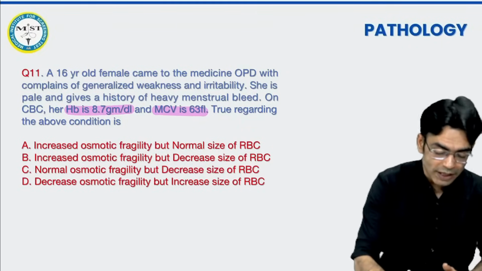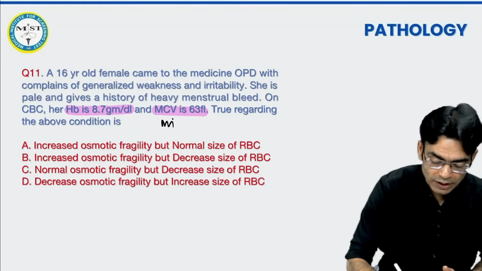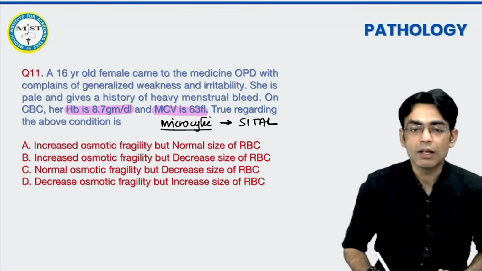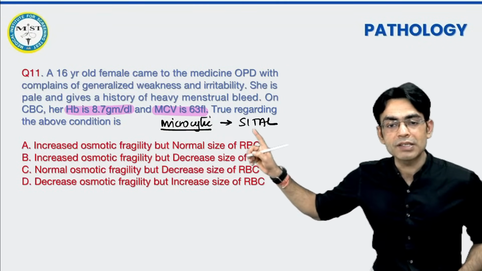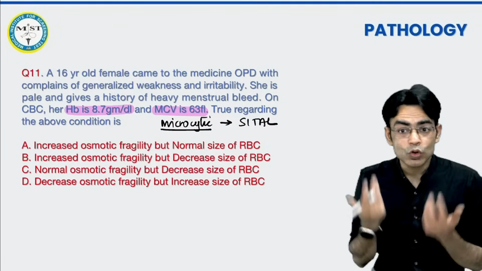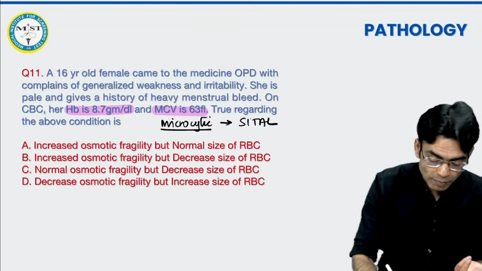So that means what kind of RBCs I'm going to get? Microcytic. And whenever I'm talking about a microcytic RBC, the mnemonic which comes for the anemias is SITAL: sideroblastic, iron deficiency, thalassemia, anemia of chronic disease and lead poisoning. और यहाँ पे most common क्या होगा? Most common is iron deficiency.